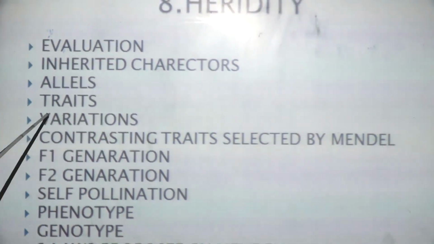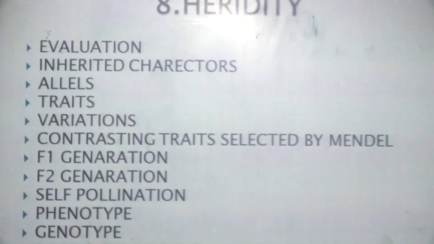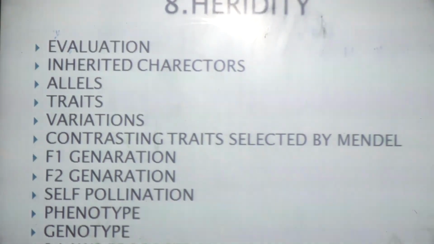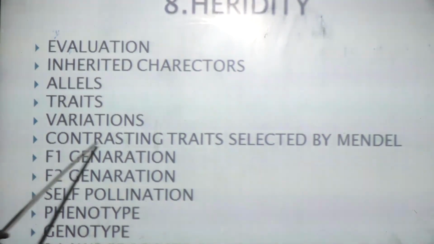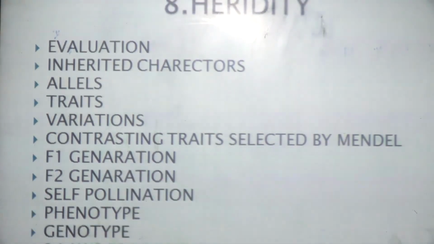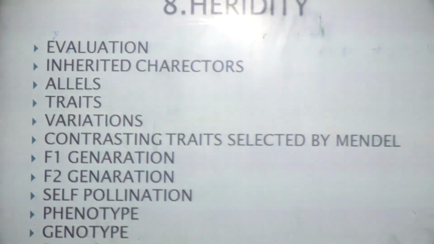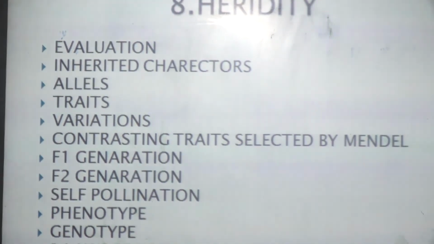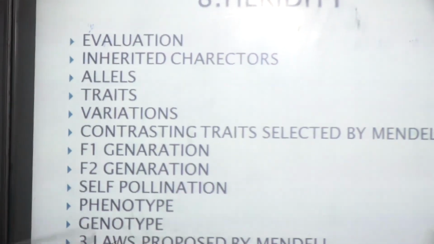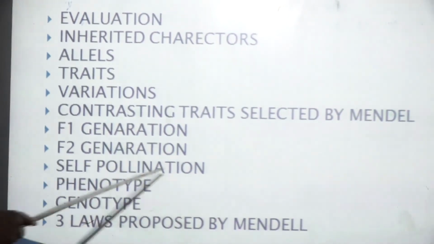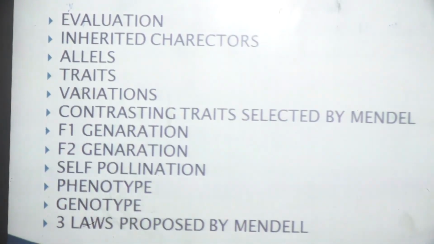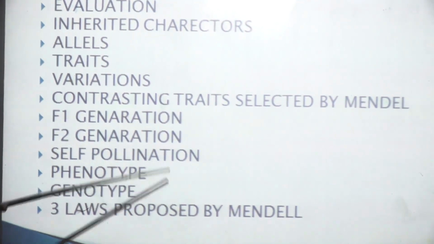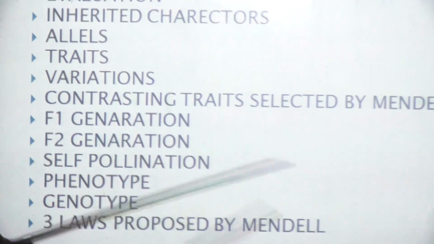Then variations. What is variation and what is the importance of variations? The question is very simple. You have to write what is variation, and what are the advantages of variation. So contrasting traits selected by Mendel, I will show in the next diagram. You have to write the characters themselves. Then what is the F1 generation and what is the F2 generation? What is self-pollination, and the importance of self-pollination? That is phenotype and genotype. Then phenotypic ratio and genotypic ratio.